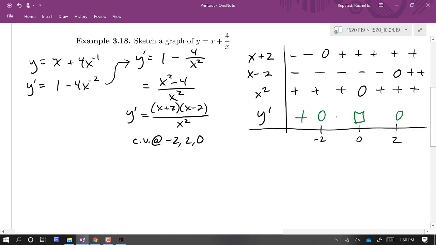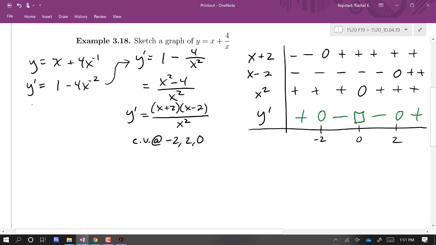Positive. Negative. Mm-hmm. Negative. Mm-hmm. Positive. Yep. Good. So there's our first derivative information.